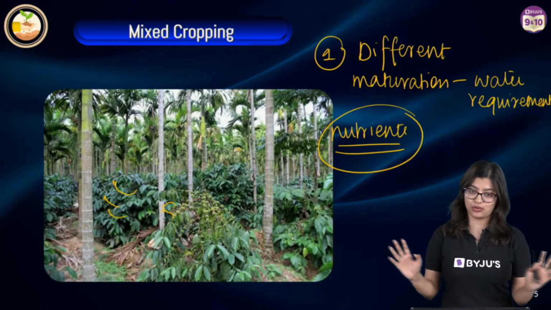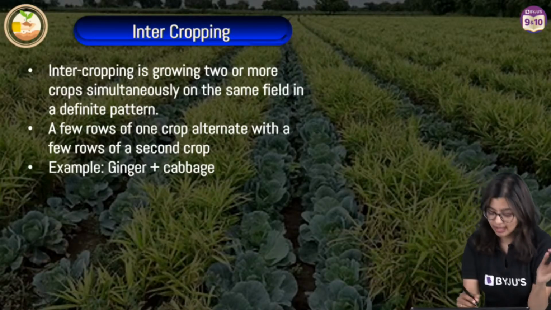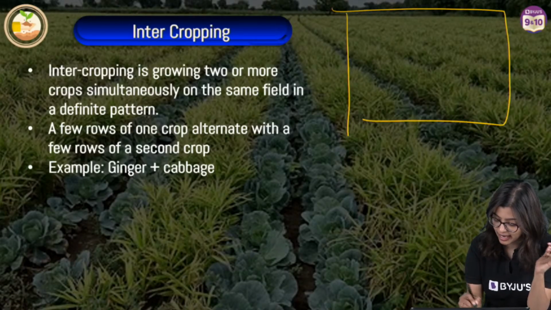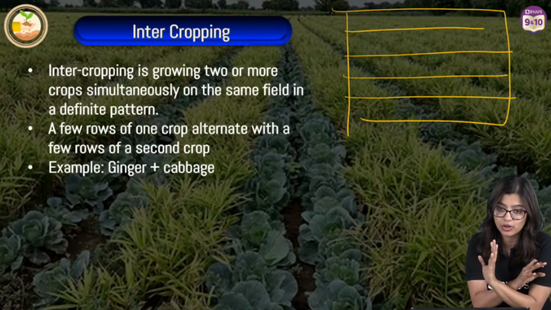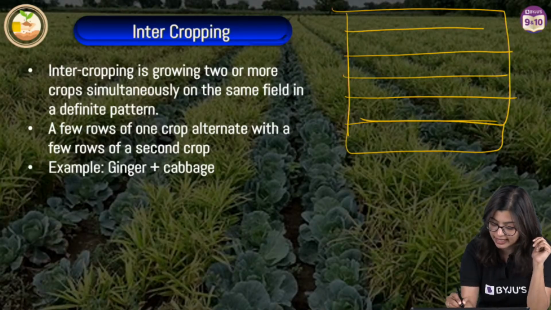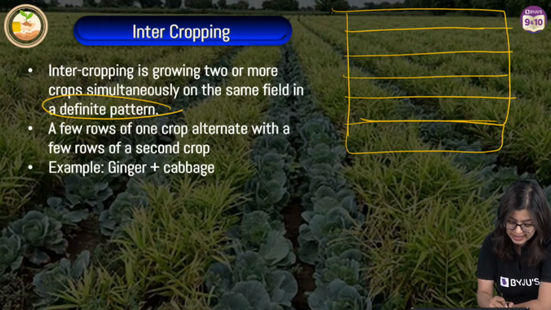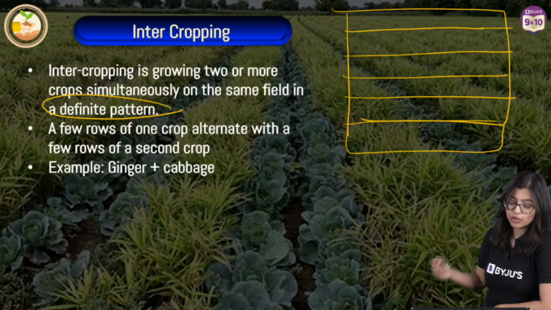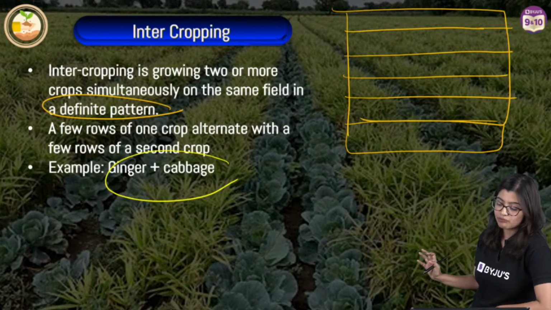They split and use their nutrients, right? Then we have intercropping. Now, intercropping, what we see is when you have definite rows, right? We are growing crops in such a way that there is a definite pattern to grow. So, ginger, cabbage, these are all examples of the same.